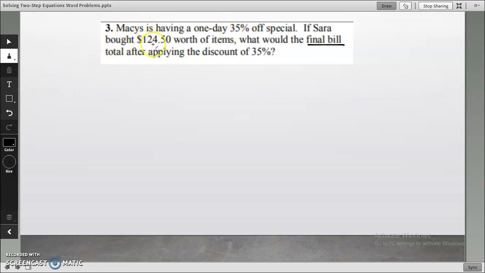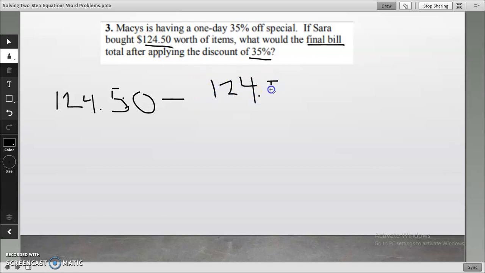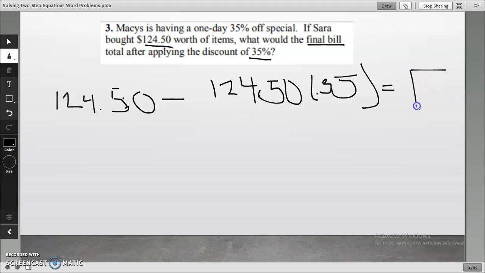So I know that she spent $124.50. And I know that this is a discount, so instead of adding, I am going to subtract. And it's a discount of 35%. So 35% of this 124.50 is going to be 124.50 times 0.35. And that's going to give me my final bill, right? So I didn't define my variables. I'm sorry. F is equal to my final bill.